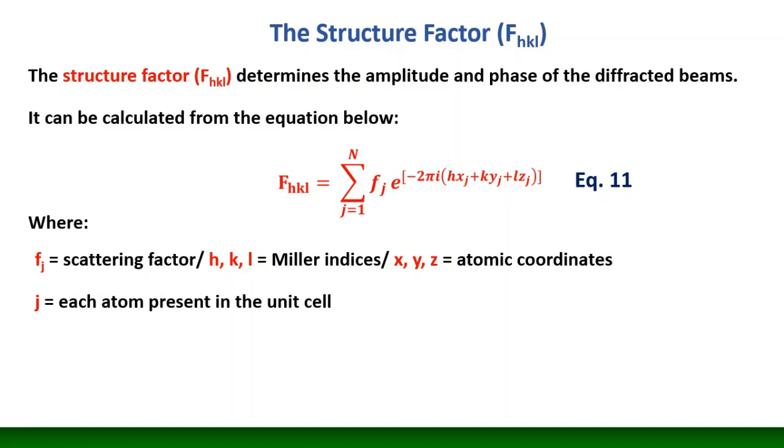So basically, what is the structure factor? The structure factor determines the amplitude and the phase of the X-ray diffracted beams. It can be calculated according to equation 11 here. As you can see, this equation is a summation. So what has been summed up? The atoms in different equivalent positions. There are atoms that, although they may look different within the unit cell, if you apply some sort of symmetry operation, they have the same coordinates.